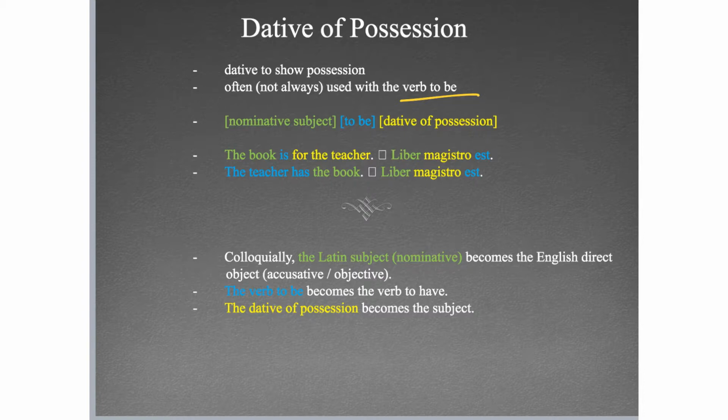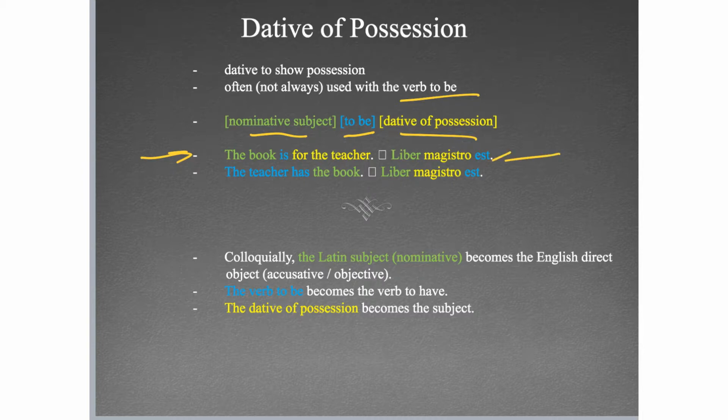So in Latin, the formula is here, right? So you've got your nominative subject, you've got some form of the verb to be, and then you've got your dative of possession, some noun in the dative. All right. The way it translates literally, not smoothly, but literally, is here, right? So the book is for the teacher. So note the color coding. The book is my nominative subject. The is my verb to be, and the for the teacher is the dative. And if you remember, dative is generally translated to or for.